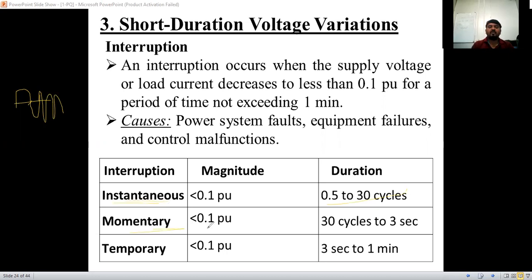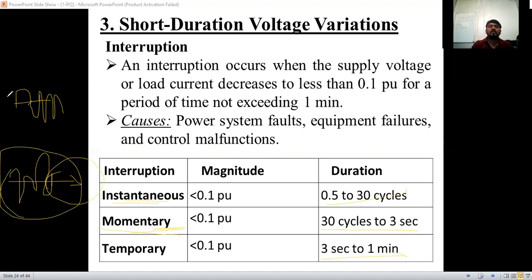A momentary interruption is from 30 cycles to 3 seconds. We are going to consider the time here. So from 30 cycles up to 3 seconds, that is called momentary. If it is from 3 seconds up to 1 minute, if the interruption occurs, that comes under temporary.